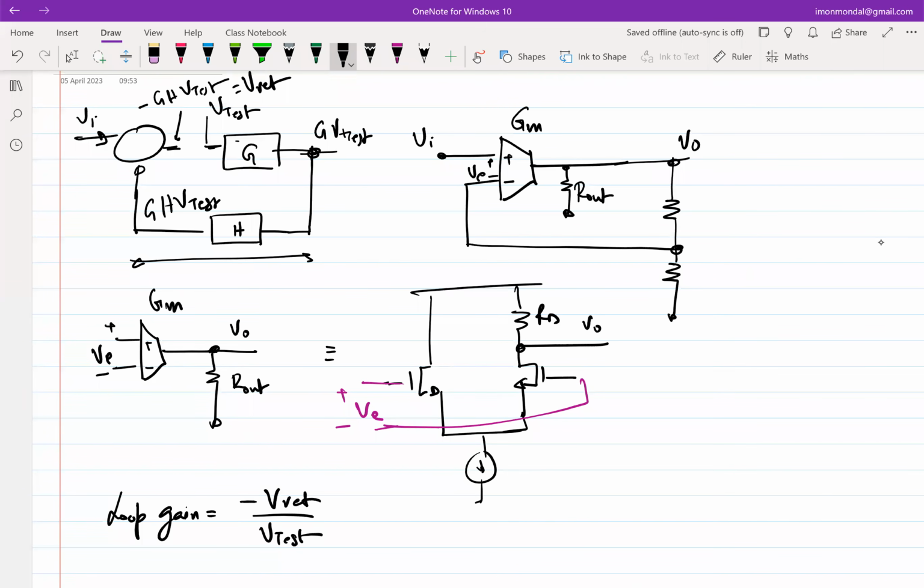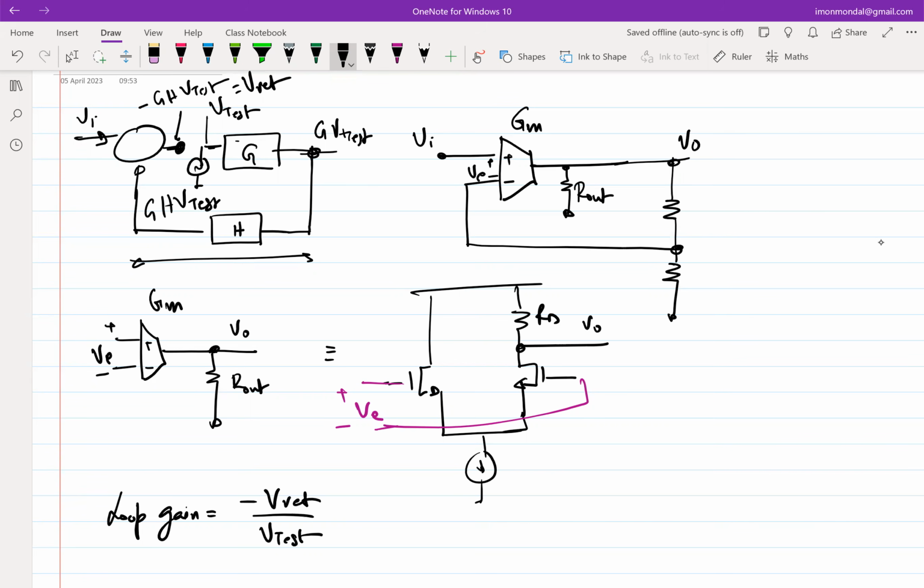Whatever comes back, right? I broke it. Let's say you apply a voltage here and you figure out what comes back here after breaking the loop. That will be minus of G times H, right? That's the V return. So one of the reasons this works in this block diagram is because there is no loading effect.